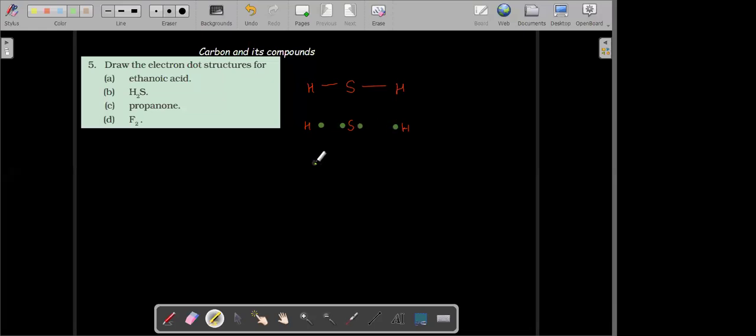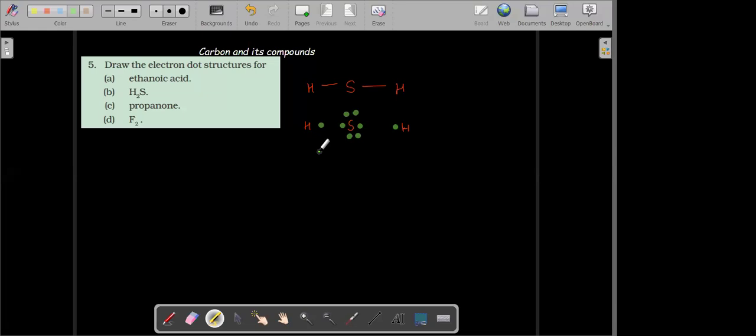Now I complete the valence electrons of each element. The valence electron of hydrogen is complete. The valence electrons of this hydrogen is also complete. The valence electron of sulfur is incomplete, as this sulfur has 6 electrons. So we will represent here 2 more electrons. Two here, two here. Now sulfur has completed its octet. Its valence electron is complete, valence for hydrogen is complete, and valence for the other hydrogen is also complete.